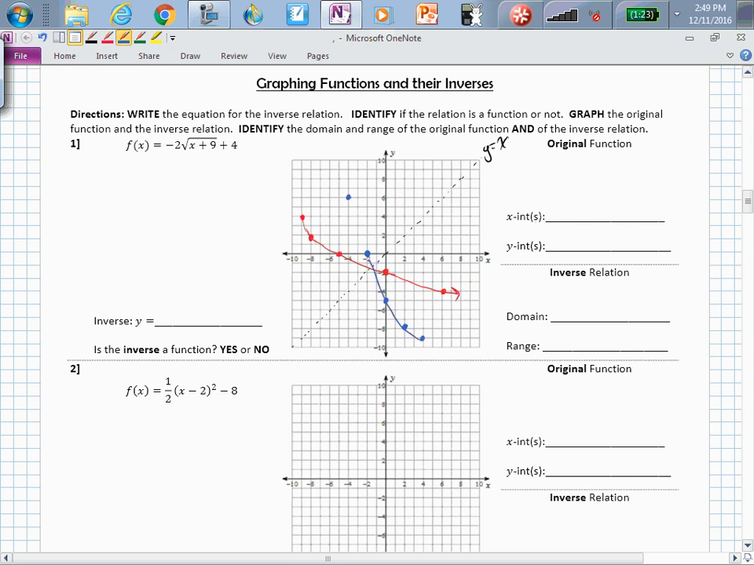Let me just draw this in best we can. Remember, it should reflect across this line y equals x. So that's the easy part.